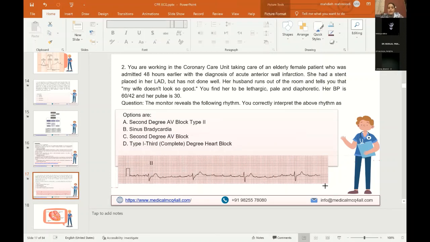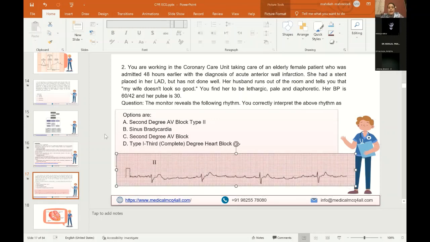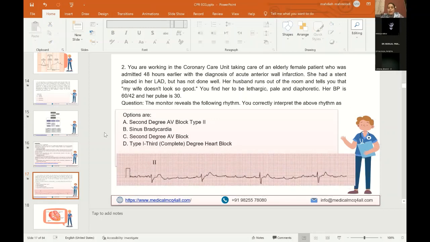So what is this? Option A, second degree AV block type 2; B, sinus bradycardia; C, second degree AV block; and D, third degree or complete heart block. 10 seconds, everyone, give me your answers.